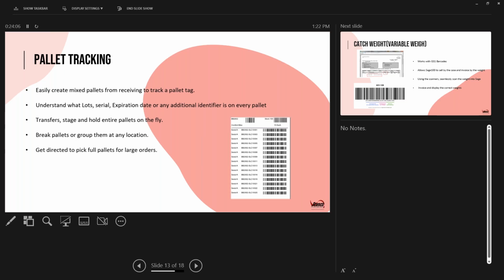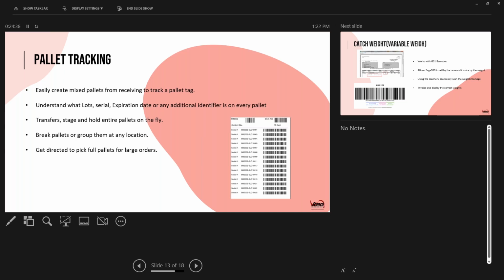So 3PLs, if you have a small little space that you're holding product, but you're using the Scanco solution, maybe you need to use a mixed pallet. Maybe you need to have that ability to say, hey, I need to consolidate and put everything in here, but still have the visibility of what's going on there. Maybe you're a food company, you have lots and you have expiration dates and you have all this different level of information that you need to be able to track on there. Again, with one scan, you can see everything that's on it, but you can also move it, transfer it, stage it, and put it on hold all at the same time.